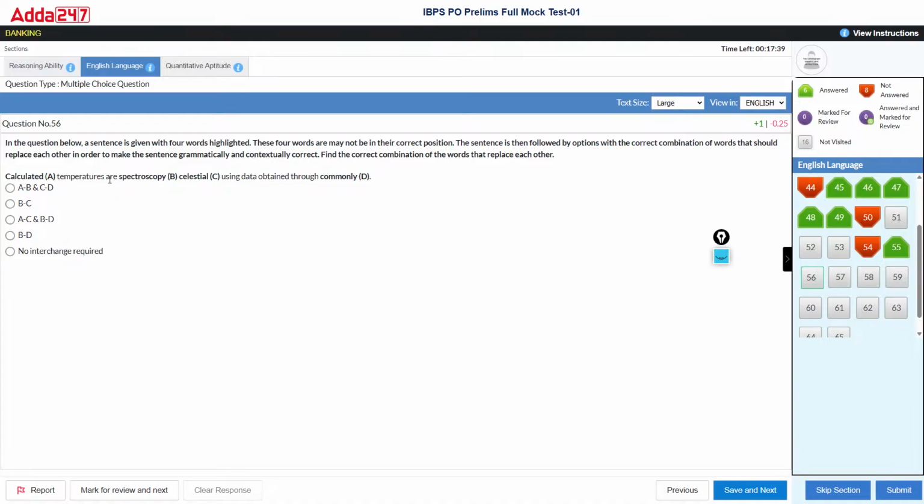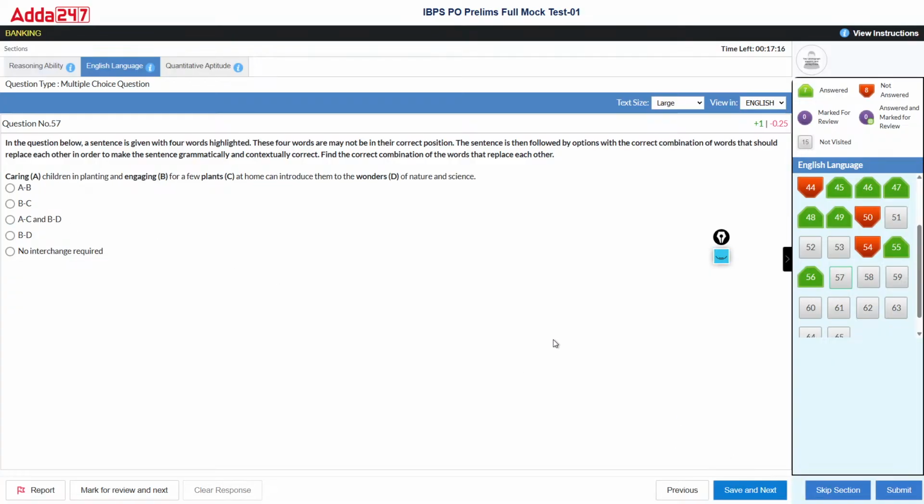Celestial temperatures are commonly calculated using data obtained through. Okay. So AC, BD.